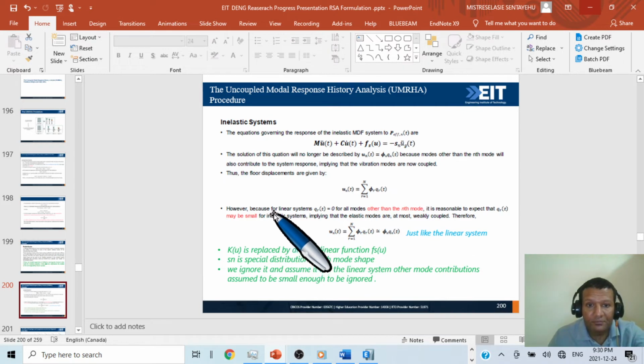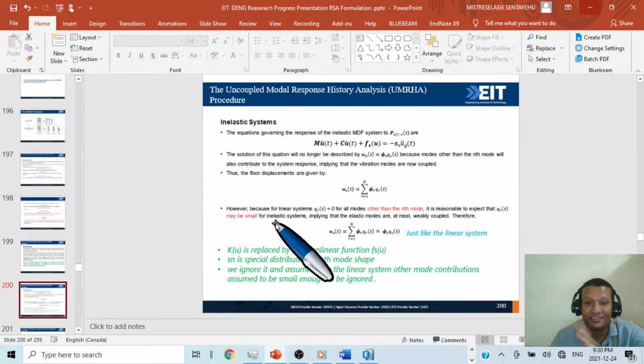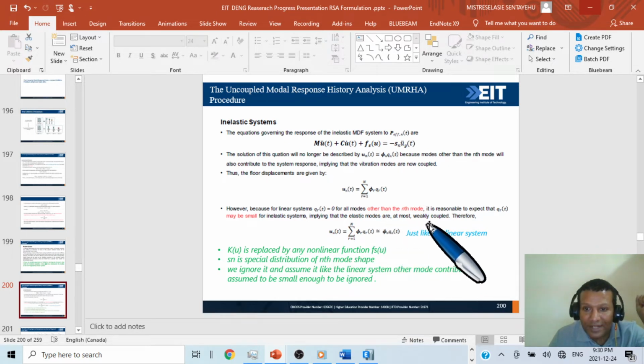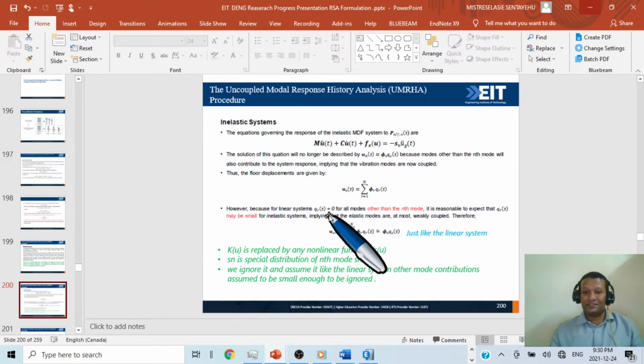However, because for a linear system qr is equal to 0 for all modes other than the nth mode, it is reasonable to expect that qr may be small for an inelastic system. This is the underlying idea, implying that the inelastic modes are at most weakly coupled. So this is what they say.